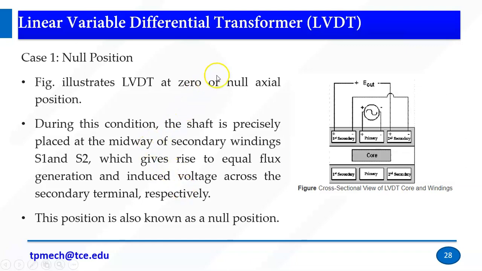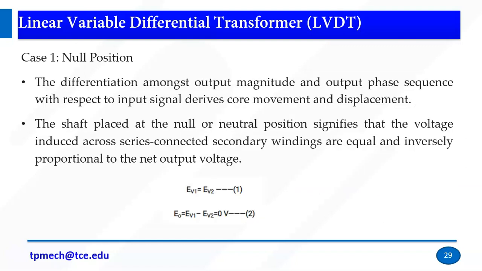So LVDT zero, null axis. During this condition, the shaft is precisely placed at the midway of secondary windings S1 and S2, which gives rise to equal flux generation and induced voltage across the secondary terminals respectively. This portion is called null voltage. Why do we call it that? Because EV1 equals EV2.